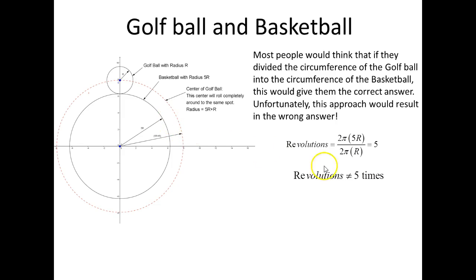What you're saying is, how many times does the circumference of the golf ball go into the circumference of the basketball? 5 times. But that doesn't give you the revolutions around the basketball. What gives you the revolutions around the basketball is how many times the center of the golf ball goes around the basketball. And the path of the center of the golf ball has a radius of 5r plus r, which is that red circle.